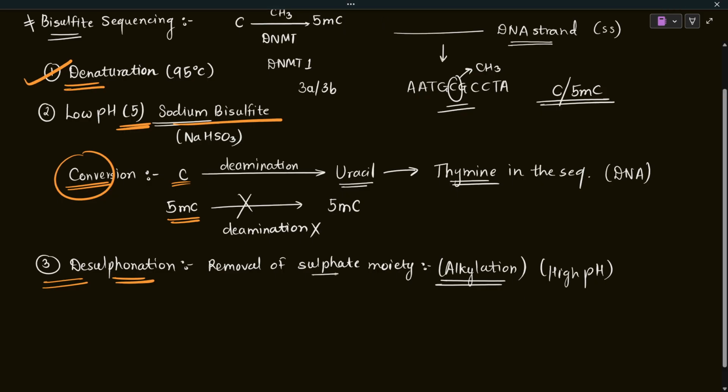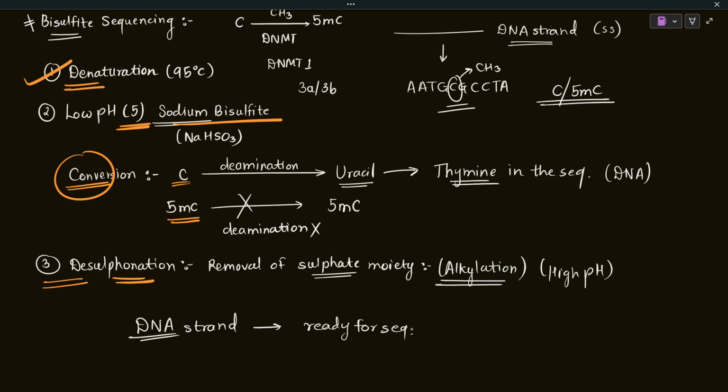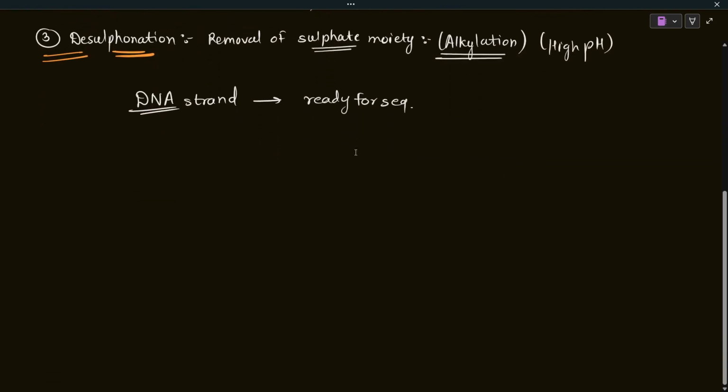So now you have removed the sulfate moiety, and now this genomic DNA strand is ready for sequencing. So for the purpose of sequencing, this DNA strand needs to be amplified. You can't carry out the sequencing reaction from a single DNA strand, right? The single genomic DNA, you need to first amplify it. So for amplification, you carry out PCR and then you go for sequencing.